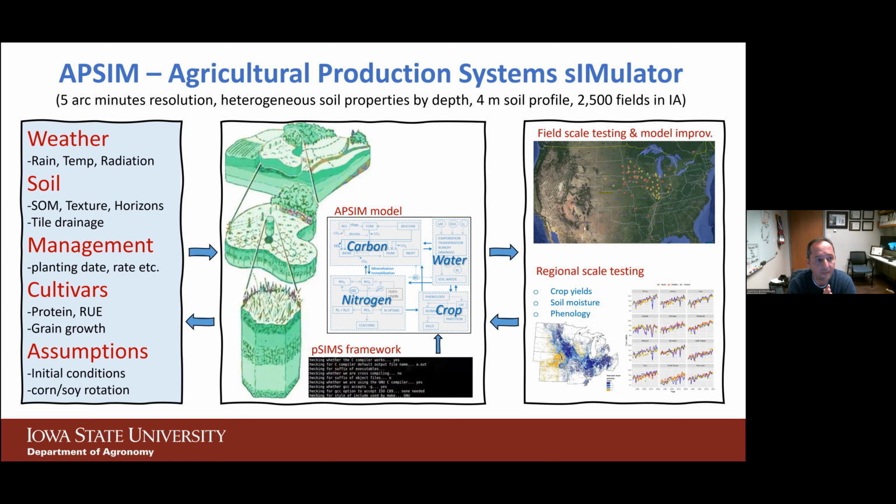Now, for the next slides, I'm gonna show you aggregated data at Iowa State level. And the spatial resolution of the simulation is 5 arc minutes. If you prefer, 2,500 fields within Iowa, this is the variability that we capture within the state of Iowa.